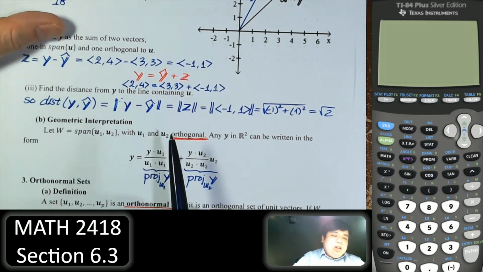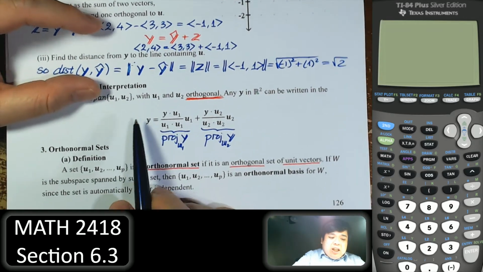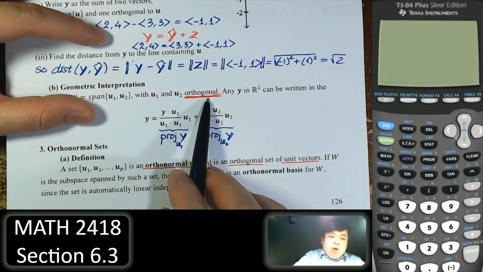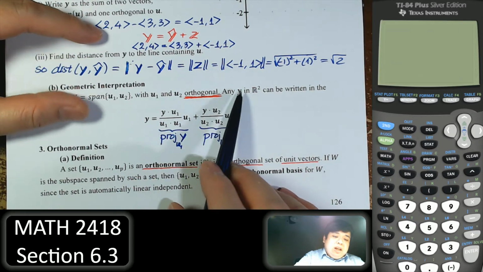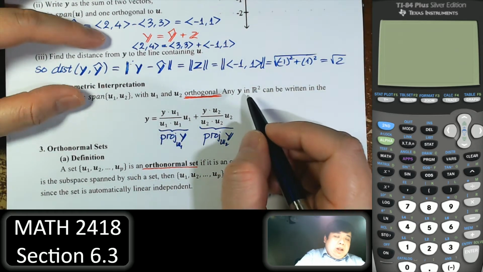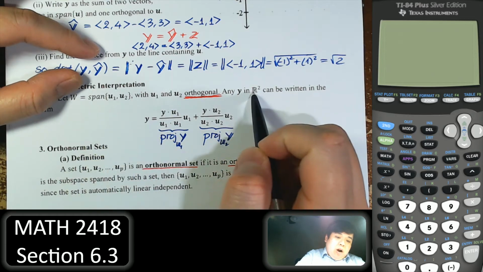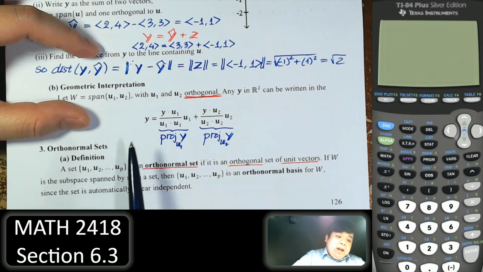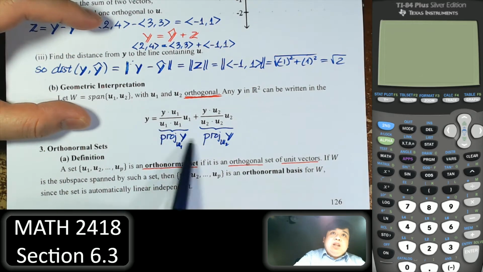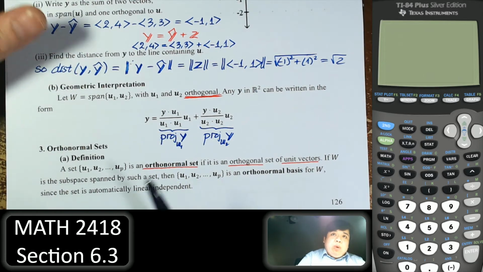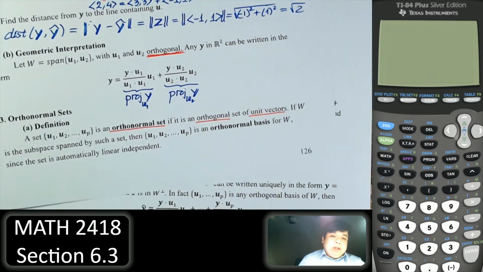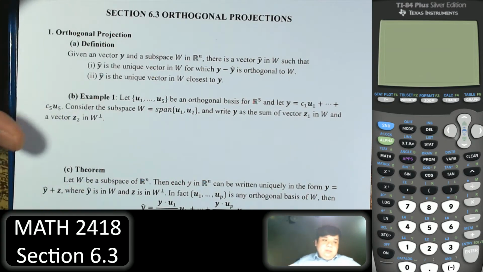Geometric interpretation. In this special case, if we have u1 and u2 orthogonal, let's say in R2, in this case W is also R2 and y will be represented by this formula, and actually this is where we pick up on section 6.3.